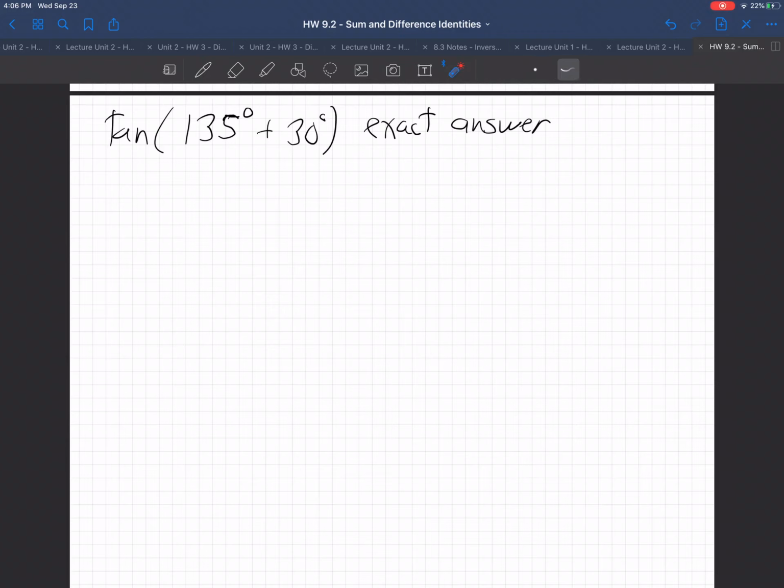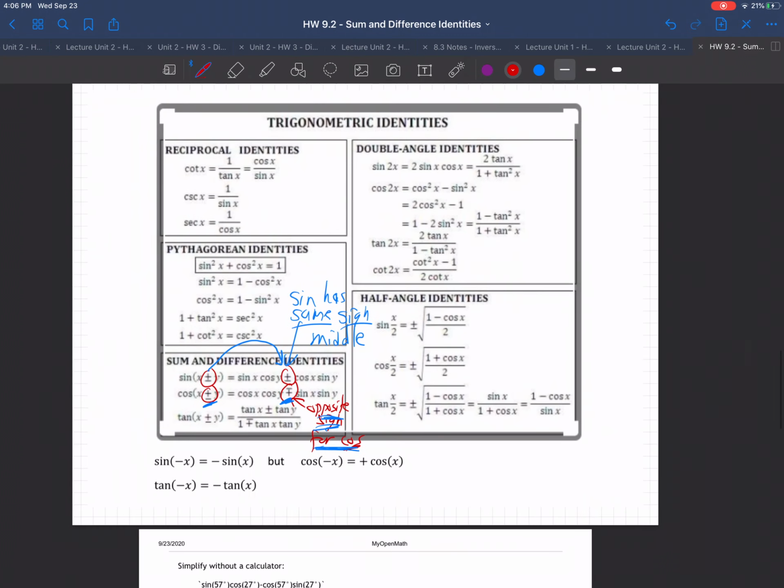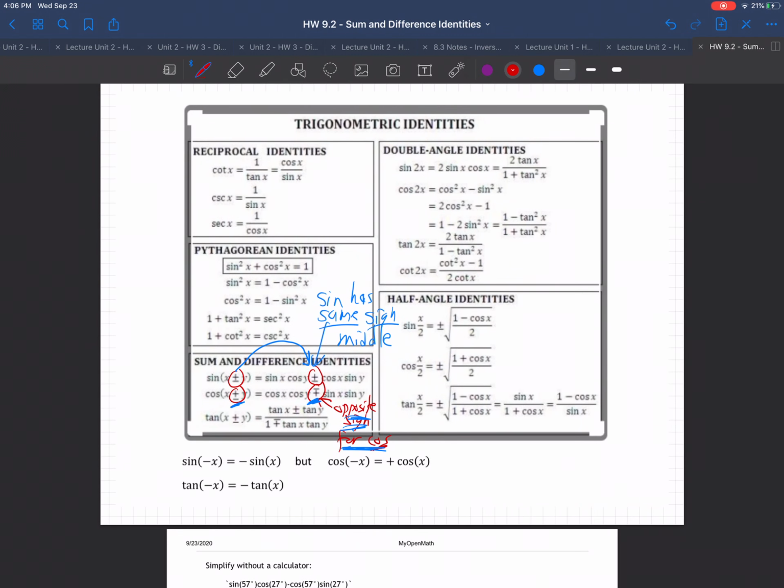Here we have an example where we're finding the tangent of two angles added. Okay, so we need the adding tangent formula. So I come down here to our trig identity formula sheet that I gave you. And notice here, for tangent, here it is, tangent of two angles added is this formula right there.